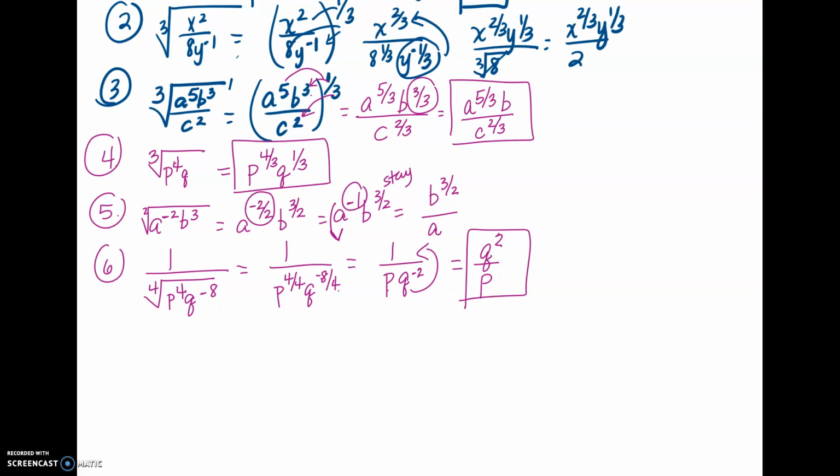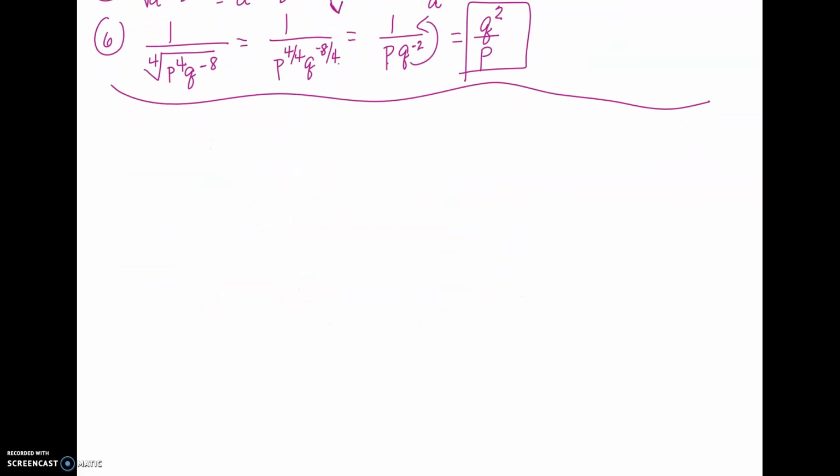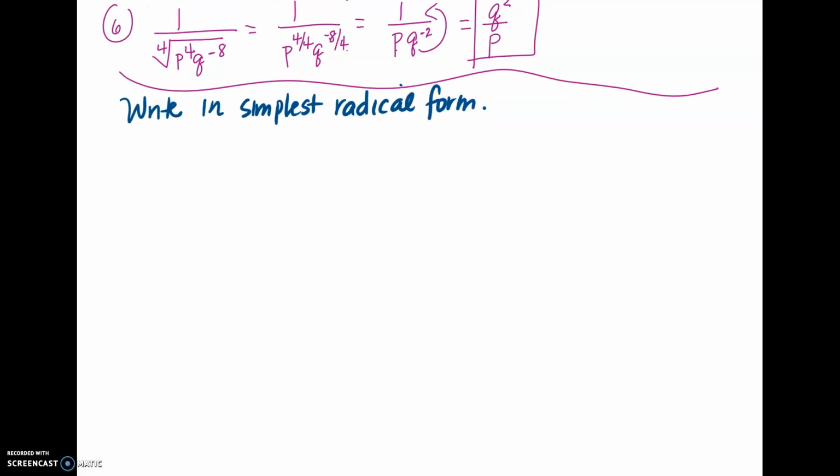Okay, so now we're going to go ahead and do some more simplifying. And to do this simplifying, we are going to be putting things in simplest radical form this time. All right. So I'm going to say write in simplest radical form. And sometimes it makes you put it in exponential form before you can get it back in simplest radical form. And we'll see what some of that looks like.